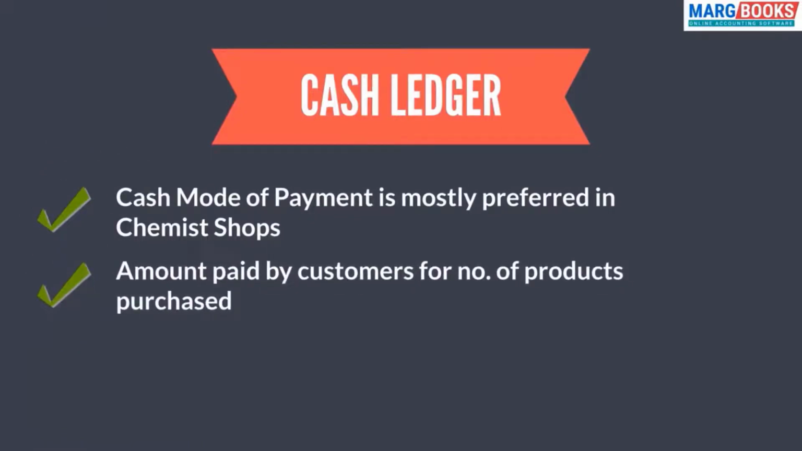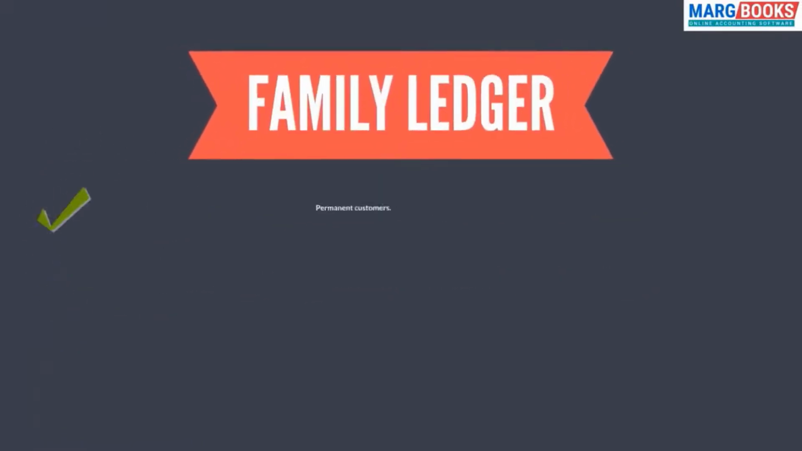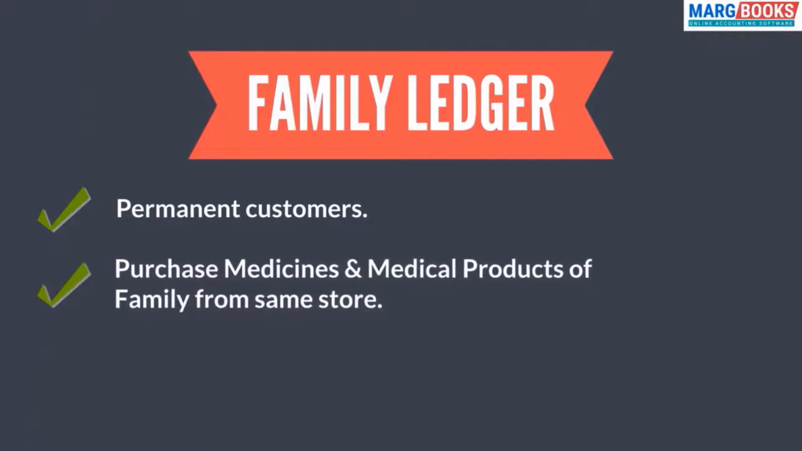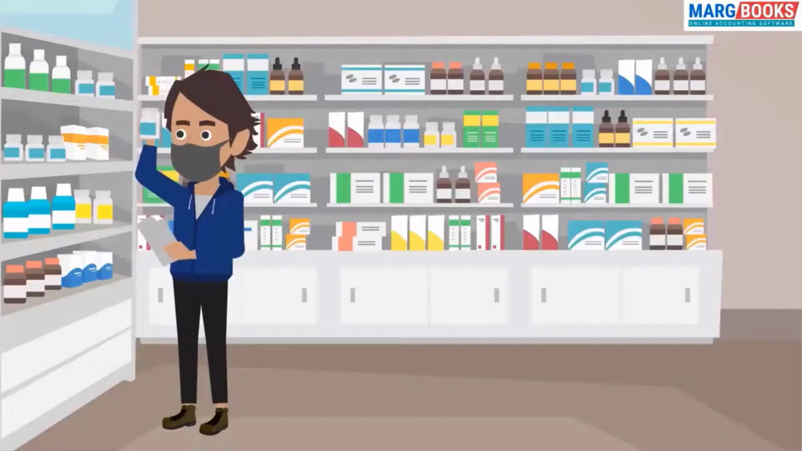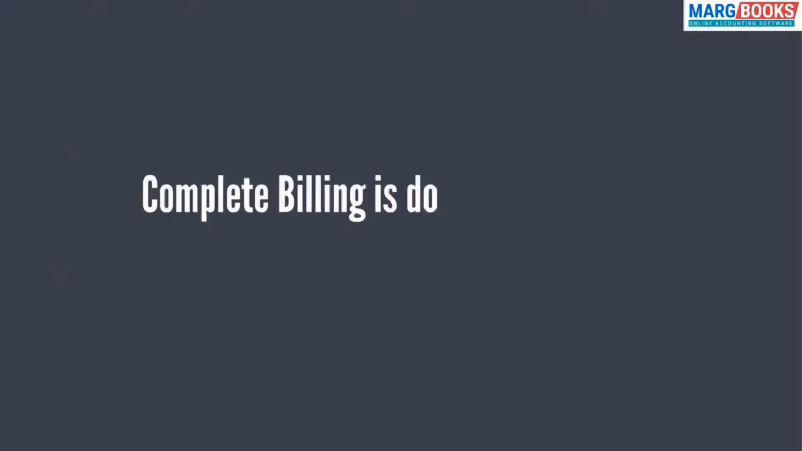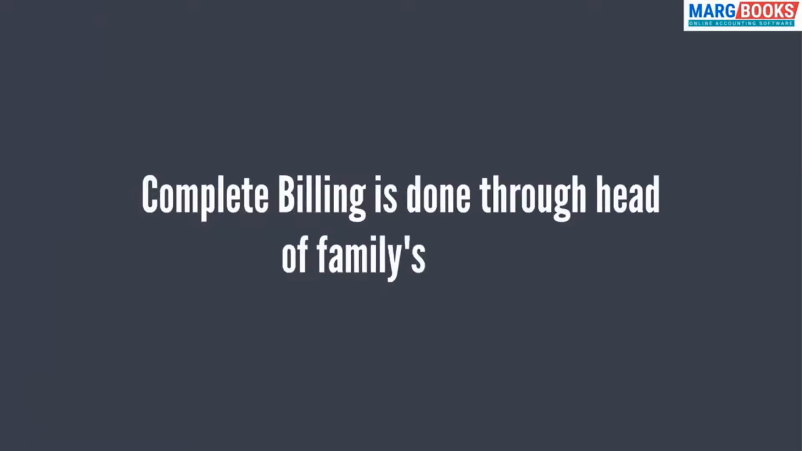And family ledger. These are the ledgers of your permanent customers who purchase the medicines and medical products of their entire family from your store only. For example, you have a customer who purchases medical products of their complete family from your store, and whatever billing happens is done through the ledger of the head of the family. Now, how can we implement it? We will further discuss it in the video.